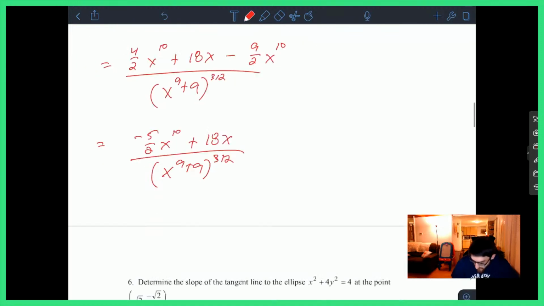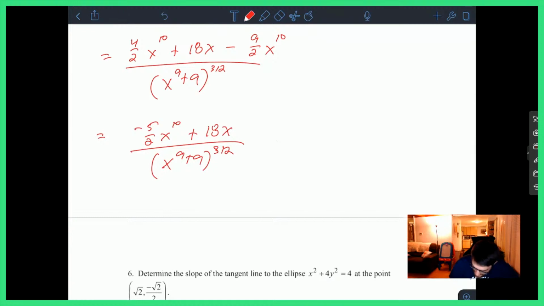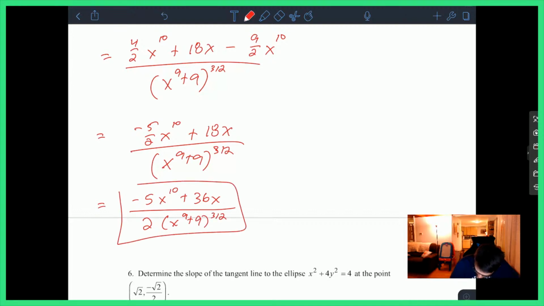And I'd say the only other thing to do is get rid of fractions within fractions. Let's multiply the numerator and the denominator by 2, and I'll be done. So that'll be negative 5x to the 10th plus 36x over 2x to the 9th plus 9 to the 3/2. And now I've successfully fulfilled all simplification rules.